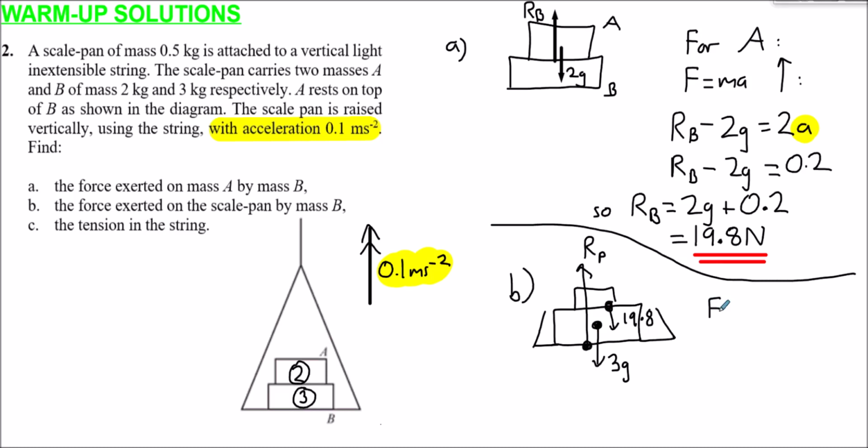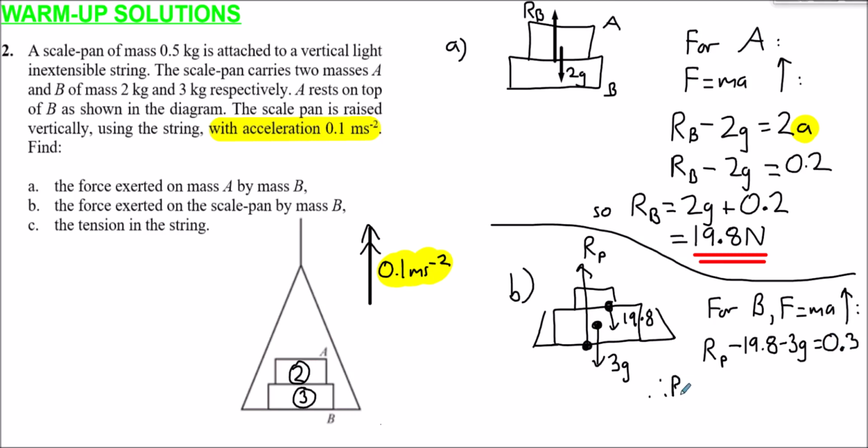So for B, let's do F equals ma going vertically. Going upwards, we've got the reaction from the scale pan. We've got 19.8, the reaction from A, which is the same as B's reaction on A, minus its own weight, so minus 3g. That'll equal its mass multiplied by its acceleration. The acceleration of the whole system is 0.1, so 0.1 multiplied by 3 will give 0.3.